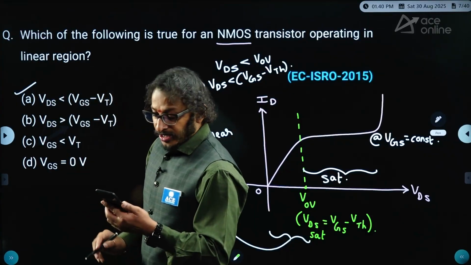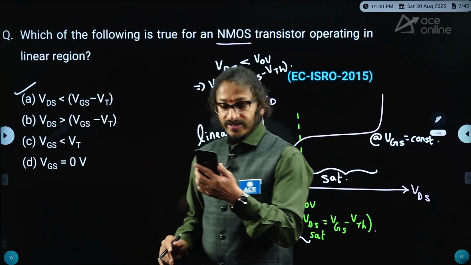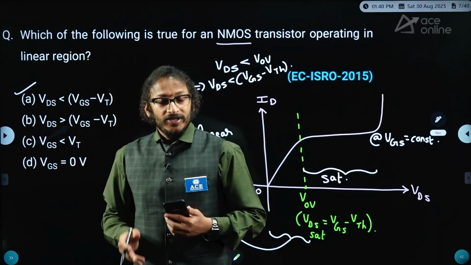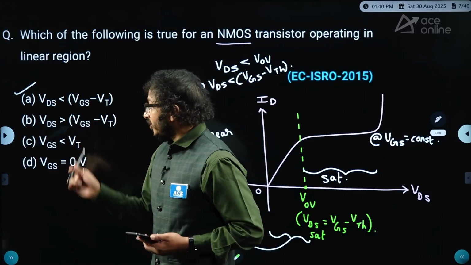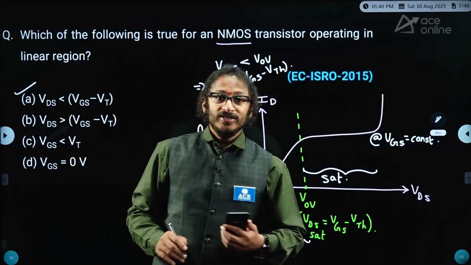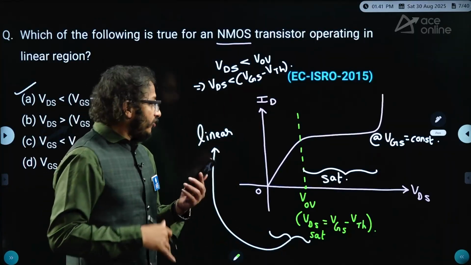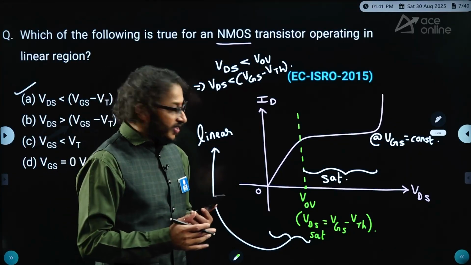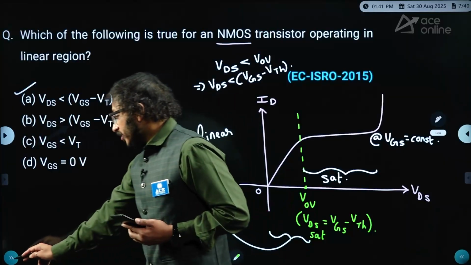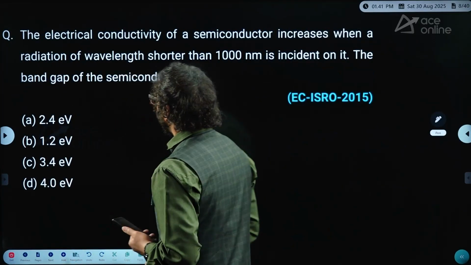Wonderful. So, option A is apt for the given numerical. Yes, you're right. Students are giving replies, I'm very happy for that. So, option A is absolutely right, dear students: VDS less than VGS minus VTH. Try to practice these types of concepts carefully. Now, let me go for one more numerical PYQ.